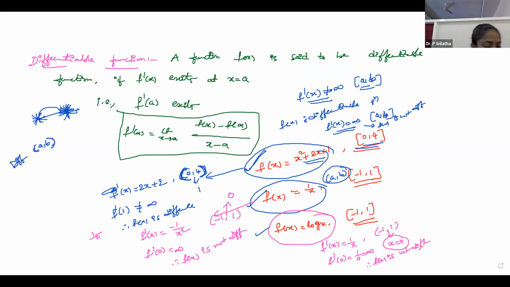So like that you can find whether the given function is differentiable or not. You just need to find the differentiation of f of x. Then check whether that value is equal to infinity or not. If it is equal to infinity, then the given function is not differentiable. If it is not equal to infinity, then the given function is differentiable.